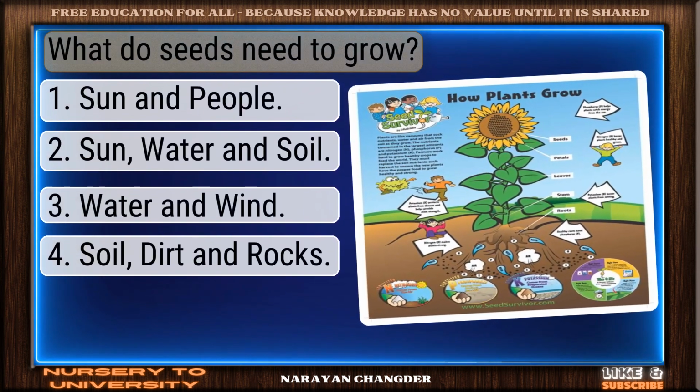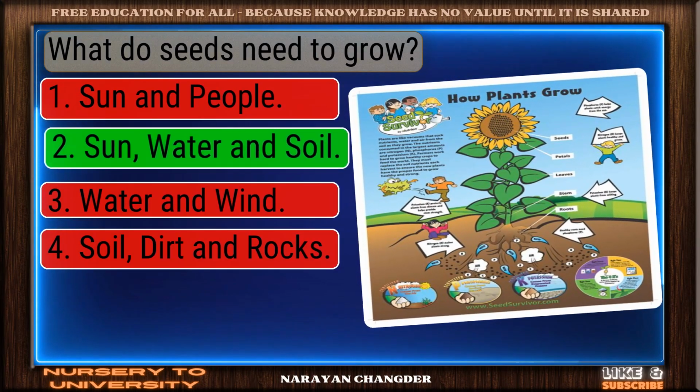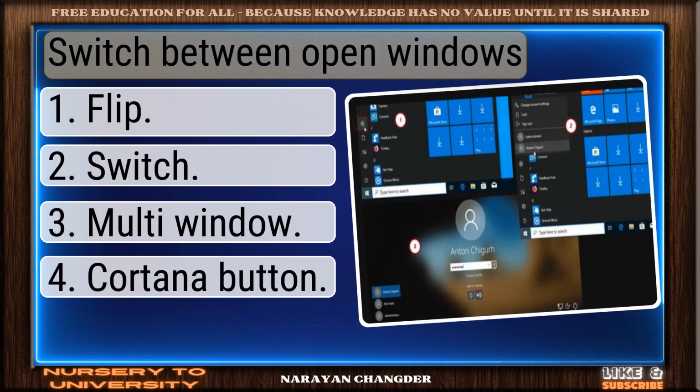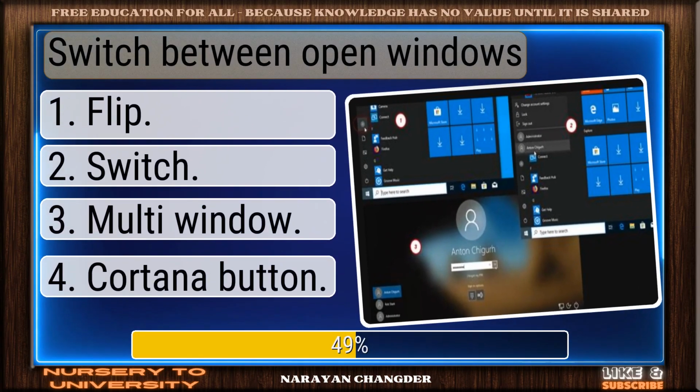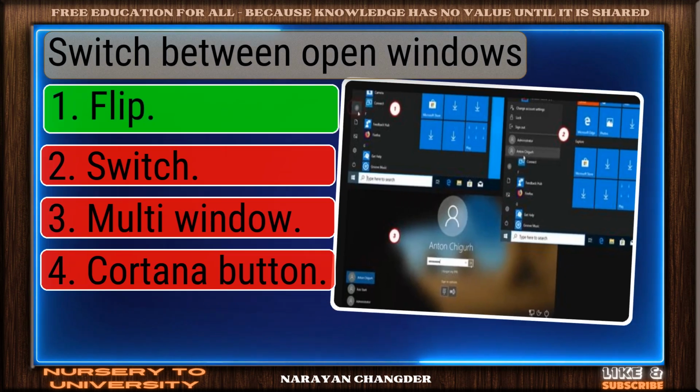What do seeds need to grow? Solid response. Sun, water and soil is a valid choice. Switch between open windows. You're right. Flip is the correct answer.